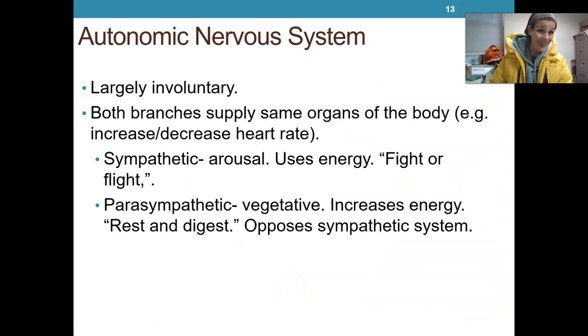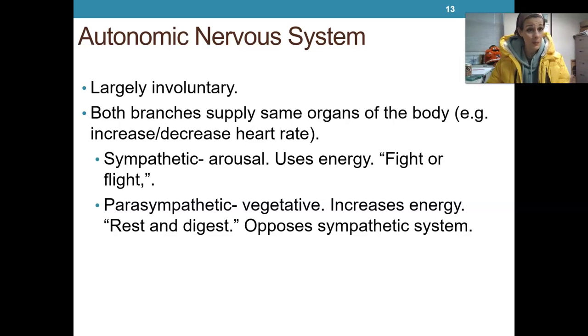Okay, so now let's talk a little bit about the autonomic nervous system. Now, whereas the somatic nervous system is largely voluntary and you're conscious of it, so for example, if I want to roll my eyes, I can use my ocular motor nerve to do that, and I'm generally aware that I'm rolling my eyes. The actions of the autonomic nervous system are largely involuntary, and they're out of our conscious awareness.